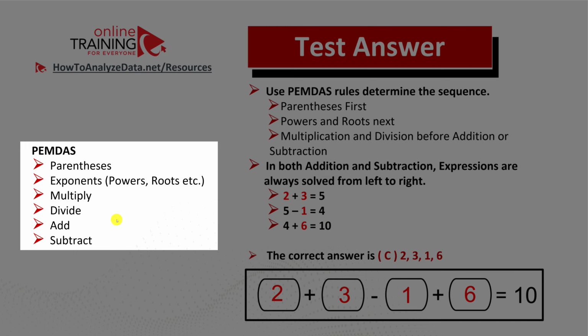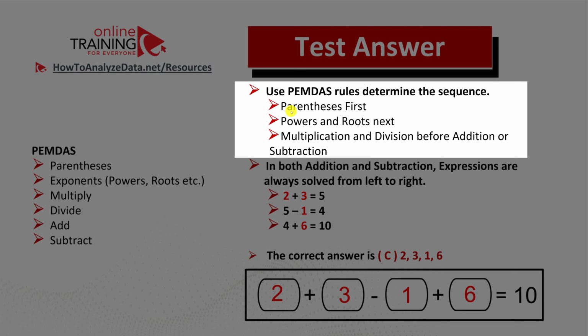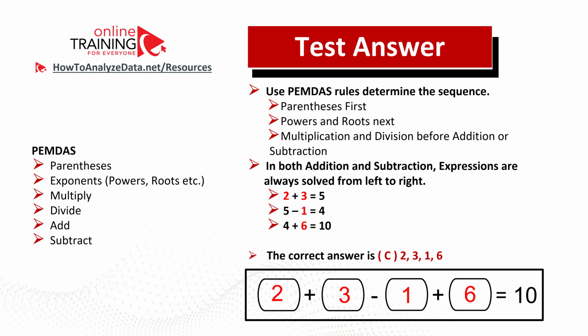In more complex expression, you may need to use PEMDAS rule. And in PEMDAS, you have parentheses first, so you do calculations inside parentheses first, then you do powers and roots next, and then you do multiplications, divisions, before addition and subtraction. Hopefully you've nailed this question and now know how to answer these types of questions on the test.